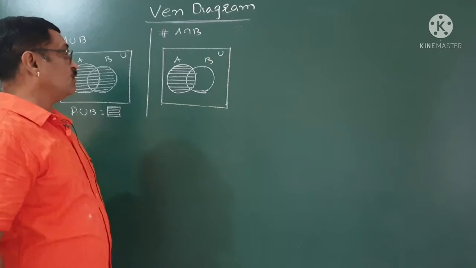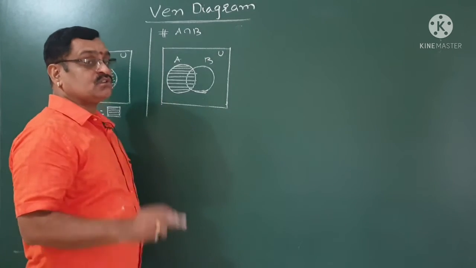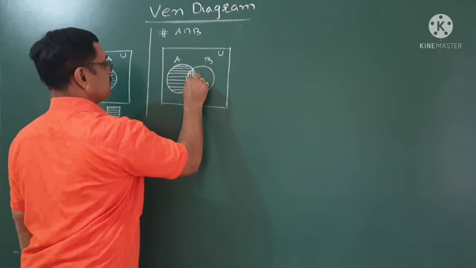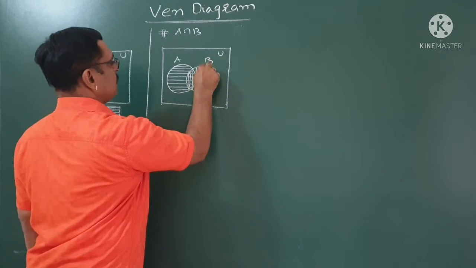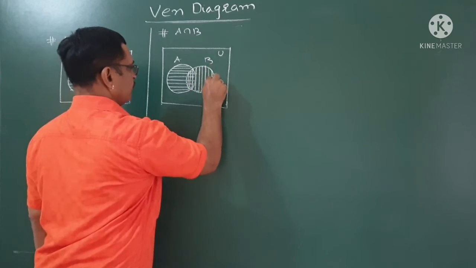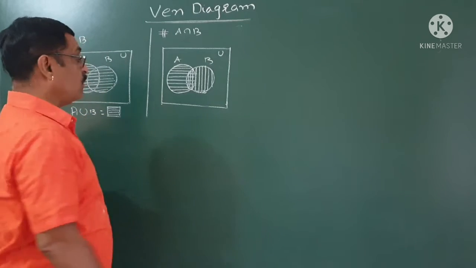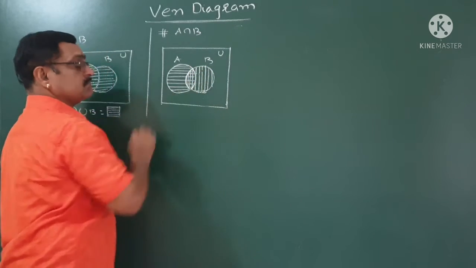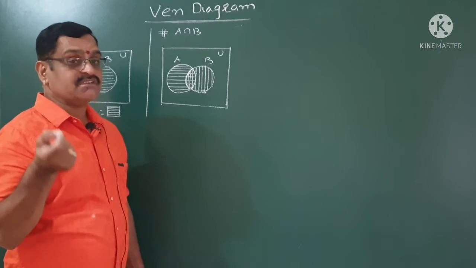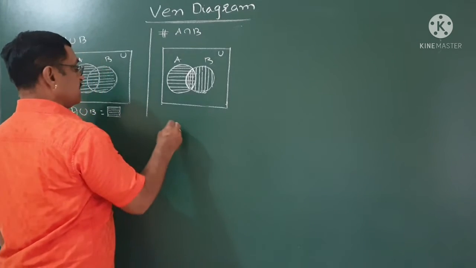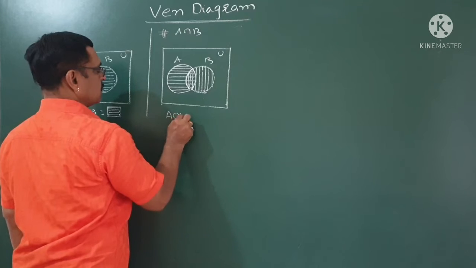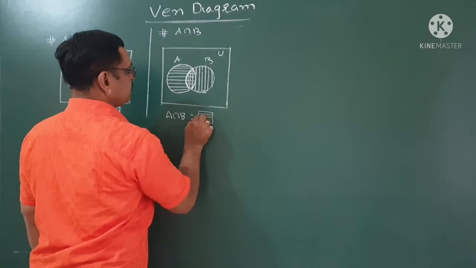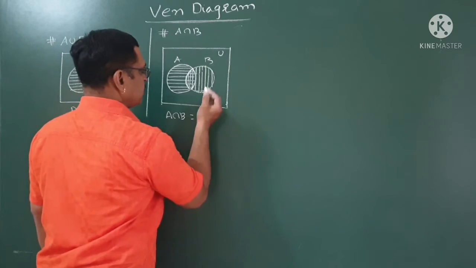Now for B, what do I do this time? I used horizontal lines for A, so I shade B with vertical lines. So it is a complete contrast. Now, wherever both lines are meeting, the common part represents A intersection B. So I write here A intersection B is equal to some box with horizontal lines and vertical lines.